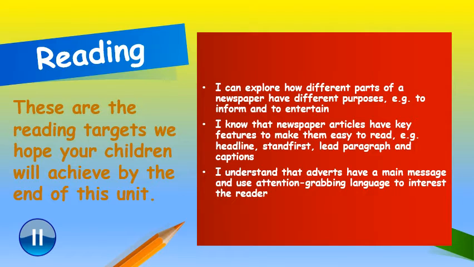These are the reading targets we hope your children will achieve by the end of this unit. I can explore how different parts of a newspaper have different purposes, e.g. to inform and entertain. I know that newspaper articles have key features to make them easy to read. For example, headline, stand first, lead paragraph, and captions. I understand that adverts have a main message and use attention-grabbing language to interest the reader.